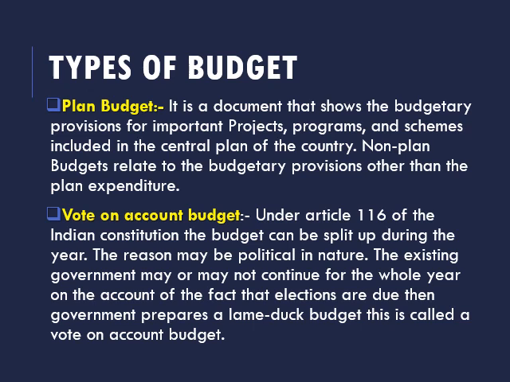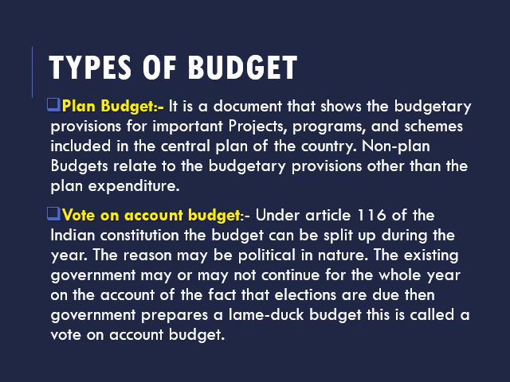Next, very important, vote on account budget. This comes under Article 116 of the Constitution. The budget can be split up during the year. The reason may be political in nature. The existing government may or may not continue for the whole year. And that's why we are presenting vote on account. This is for a very short period, from February to the month of March. Okay, so two-three months only.